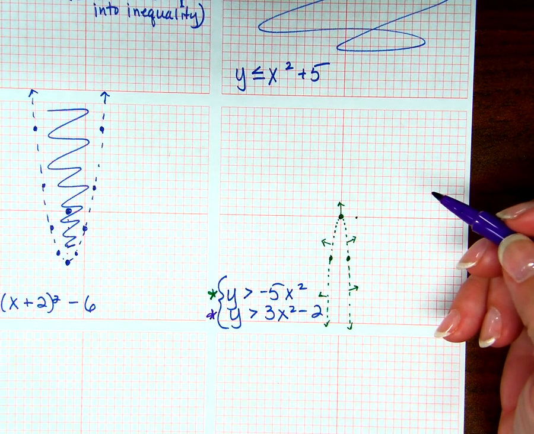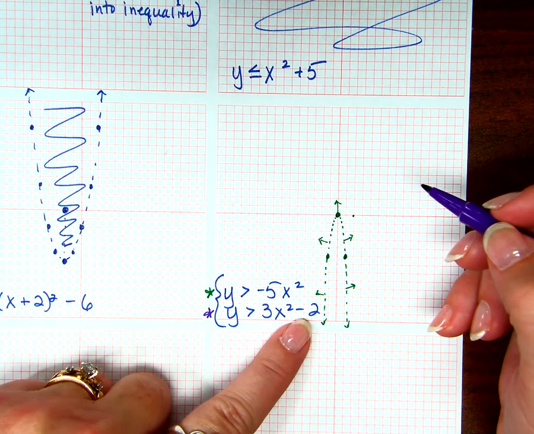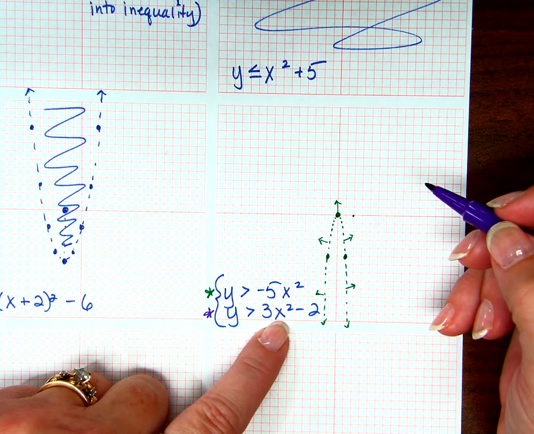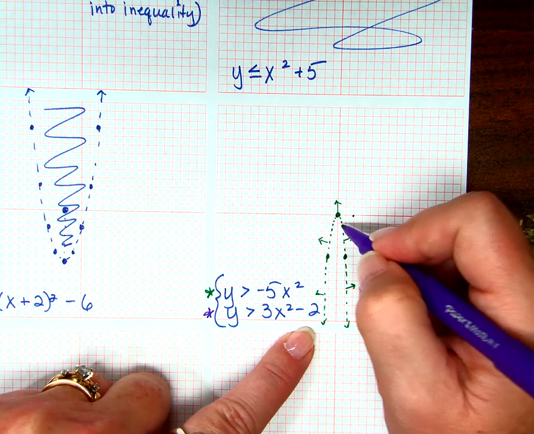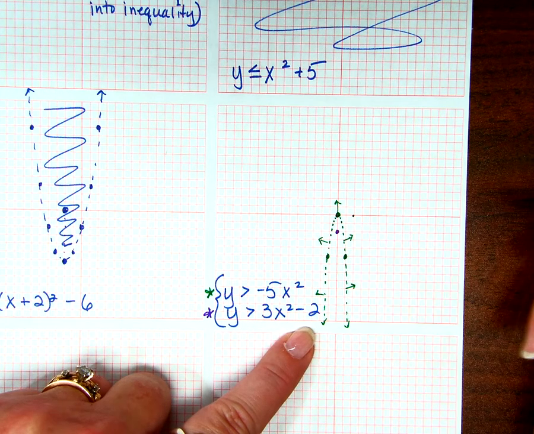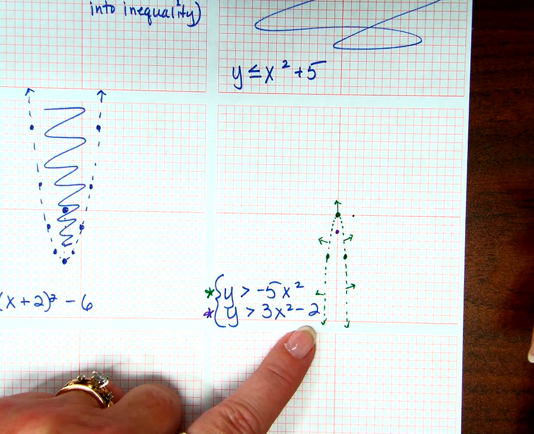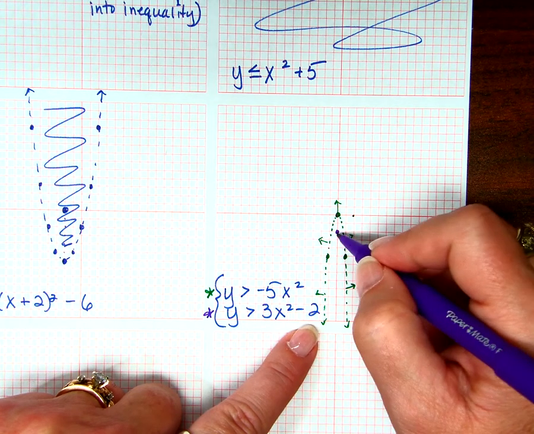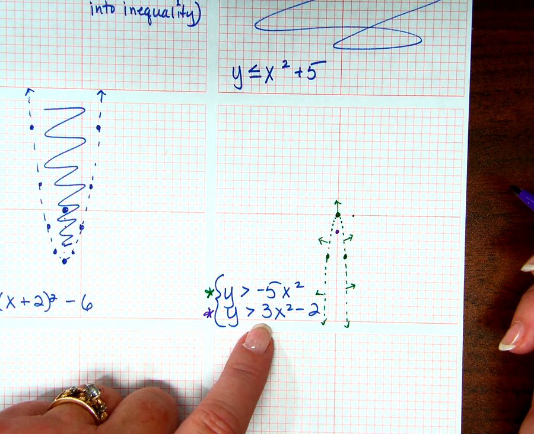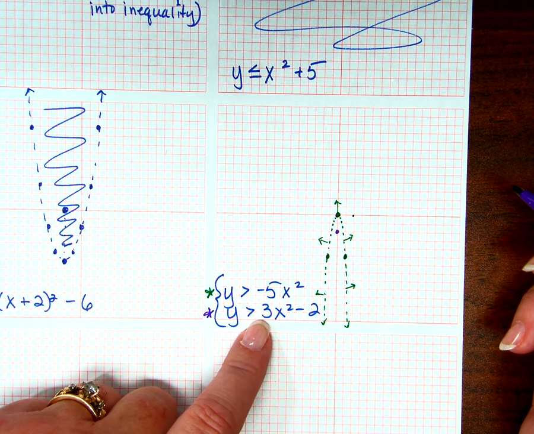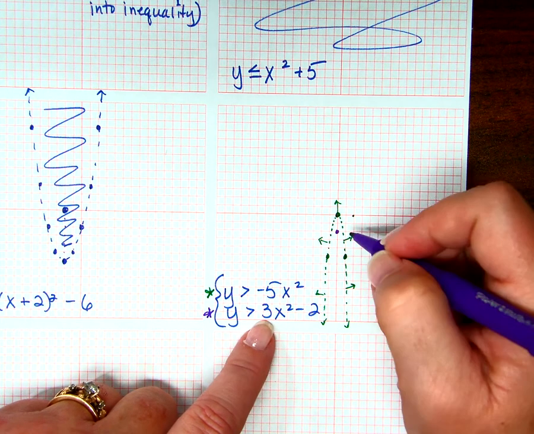Top. Is anything being added to or subtracted to the x itself? No, so I'm not going left or right any. Where am I going? Down 2. From this point, where do I go? Does it open up or down? And is it parent function shape? No, because I've got the multiplier of a 3.